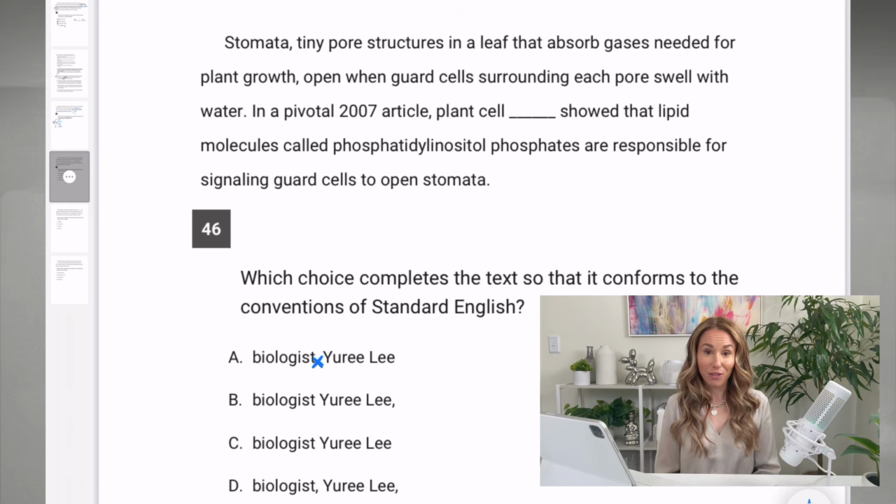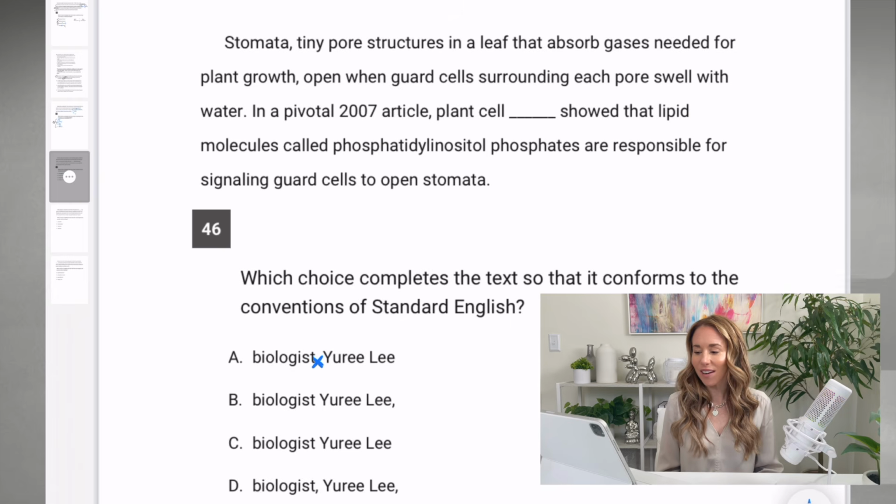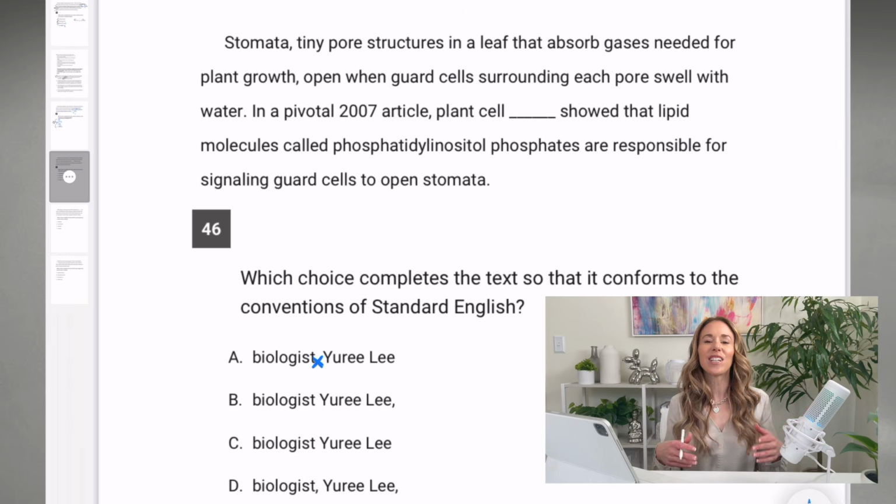Here's my suggestion for you. You do not want to read too quickly and steamroll through this because you're going to miss the pauses. So don't read like this: In a pivotal 2007 article, plant cell biologist showed that lipid molecules called phosphatidylate. Okay, do you see what I'm saying? Slow down so you can listen to where you pause. So let me read it and see if you can hear where the pause is. In a pivotal 2007 article, plant cell biologist showed that lipid molecules.